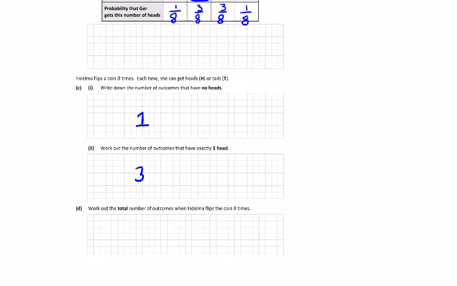And the total number of outcomes when she flips the coin 8 times is 2 to the power of 8. 2 to the power of 10, if you don't want to use your calculator, is 1024, as you all know. 2 to the power of 9 is 512. And 2 to the power of 8 is 256.